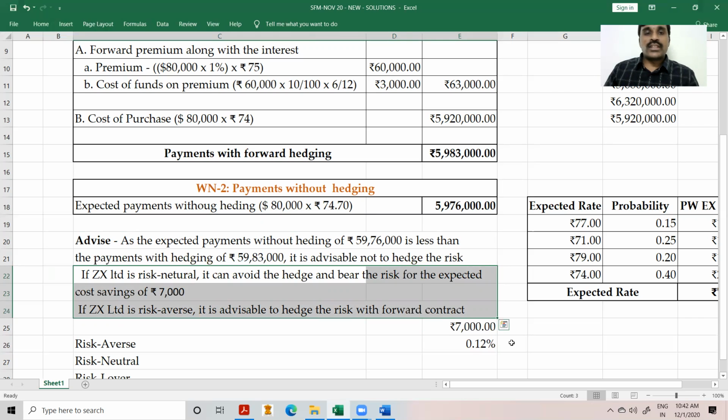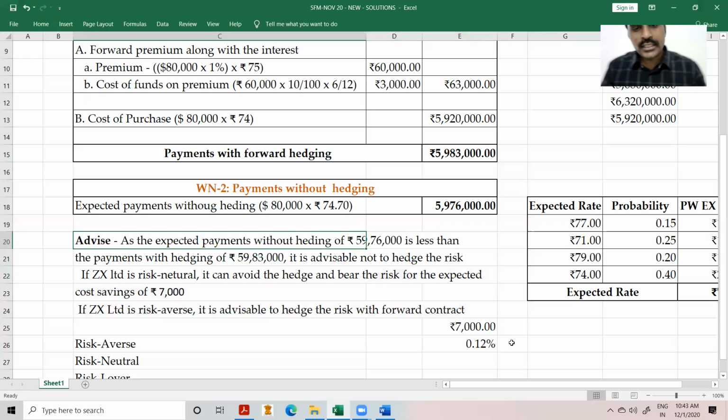Risk averse investors will hate the risk. Risk neutral investors will neither love the risk nor hate the risk. If some benefit comes, they will take the risk; otherwise, they will not. Risk averse investors hate the risk, therefore they are ready to sacrifice their profits for the sake of avoiding the risk. So our advice is suitable for the risk neutral investors.